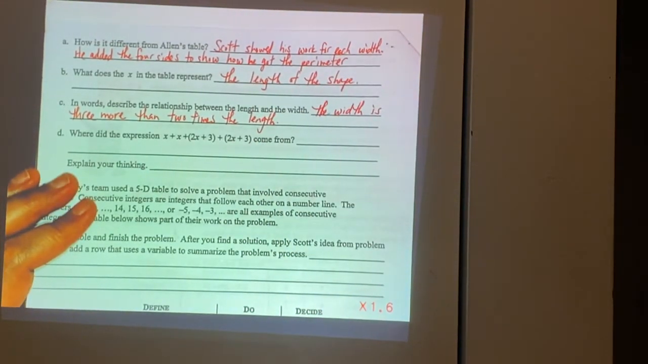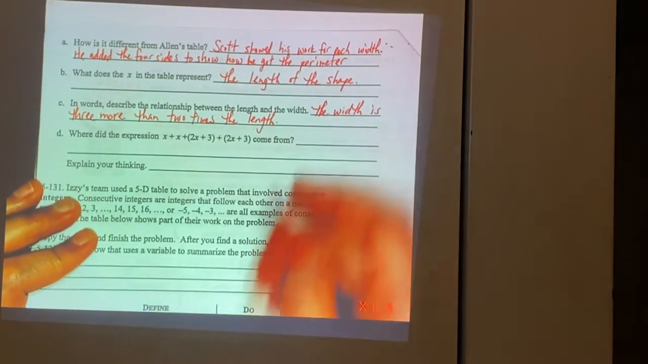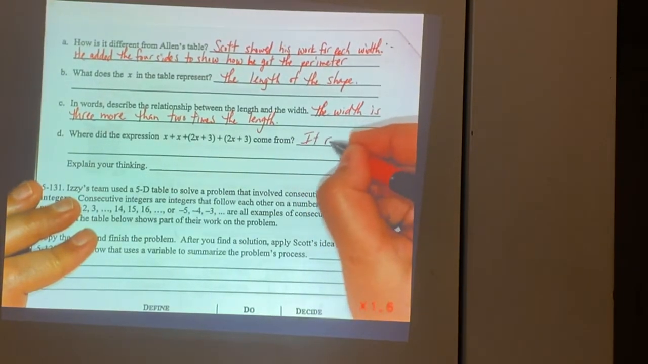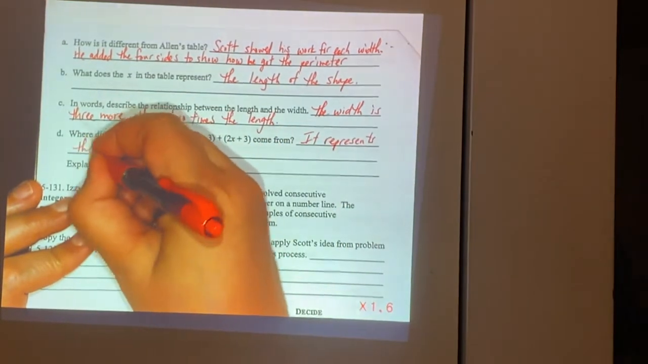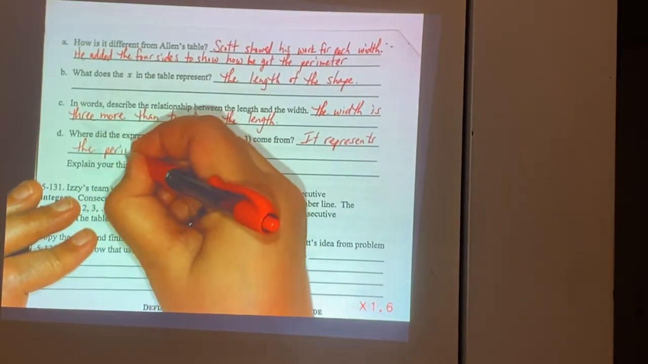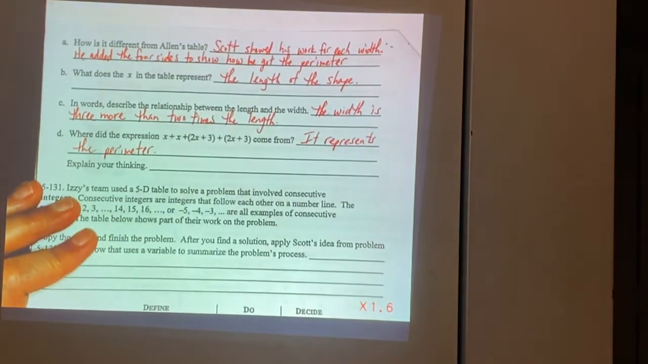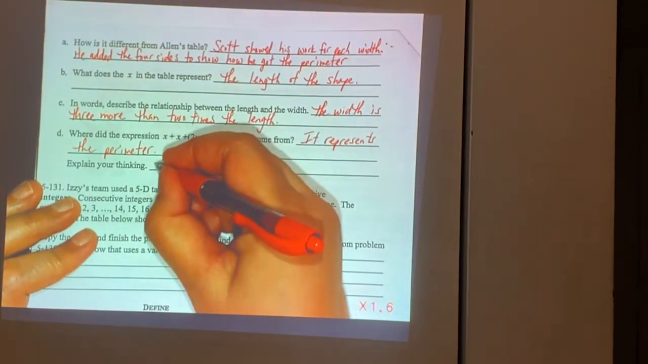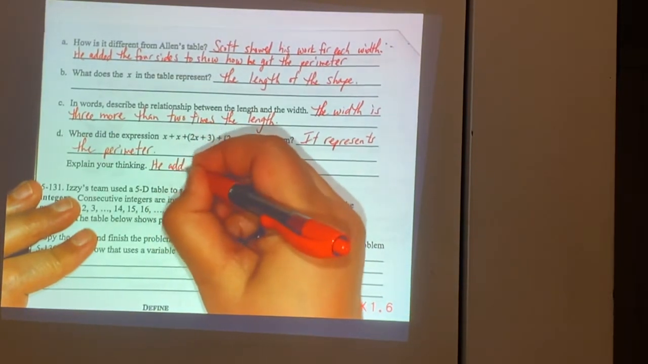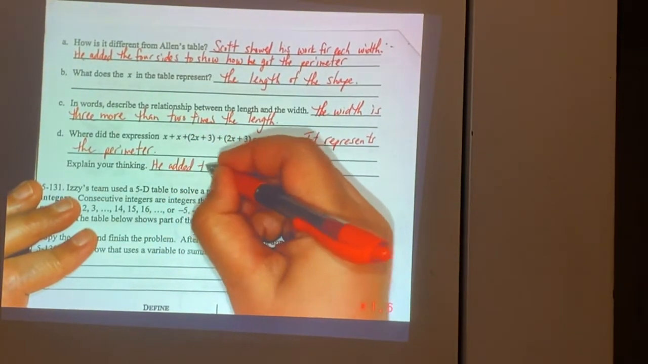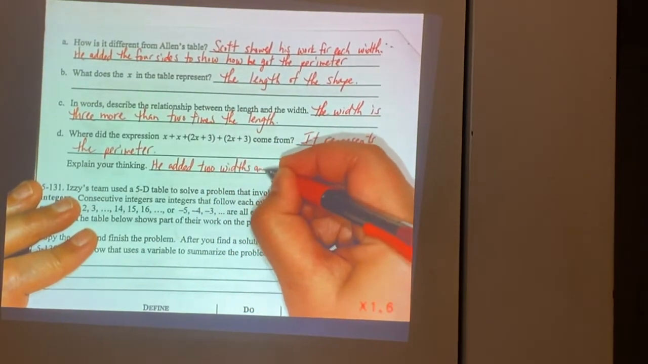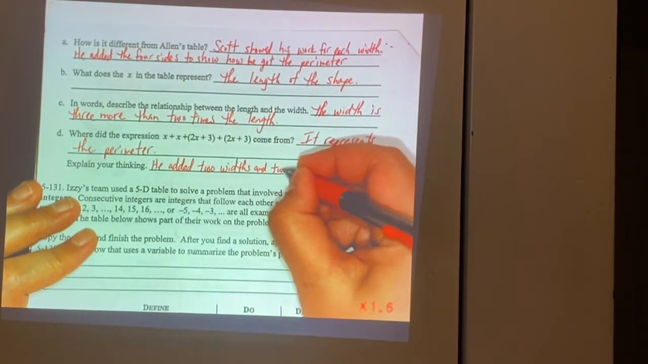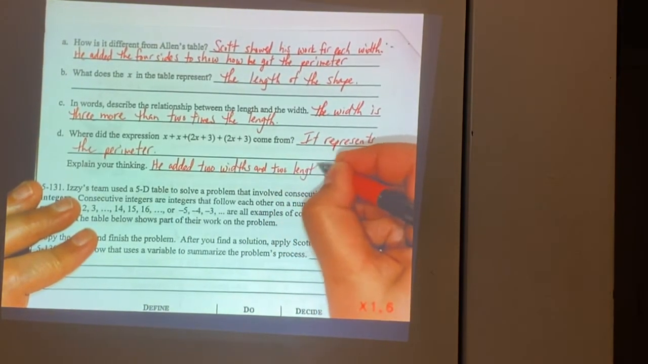Where did the expression x plus 2x plus 3 plus 2x plus 3 come from? It represents the perimeter. Explain your thinking. He added 2 widths and 2 lengths together.